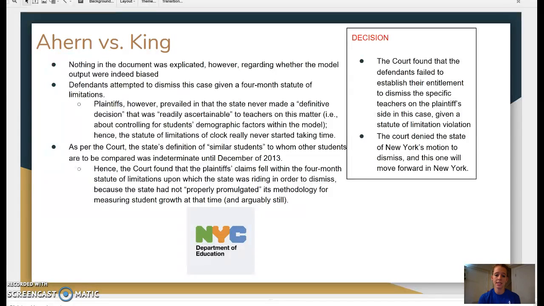So they tried to dismiss the case on the basis of the statute of limitations. However, because it wasn't determined at an appropriate time, the statute of limitations clock never started ticking, and that allowed the plaintiffs to be successful. The state's definition of similar students to whom other students are compared was indeterminate, and so again that meant the clock could not start ticking. So they found that the plaintiff's claims fell within the 4-month statute of limitations the state was relying on in order to dismiss. And so this one actually gets to move forward. In New York, it is still pending.